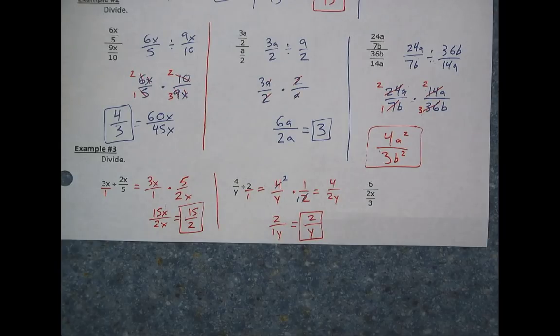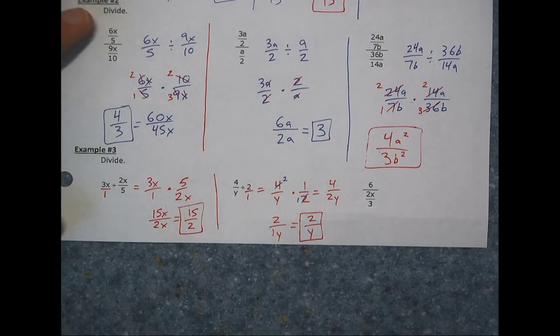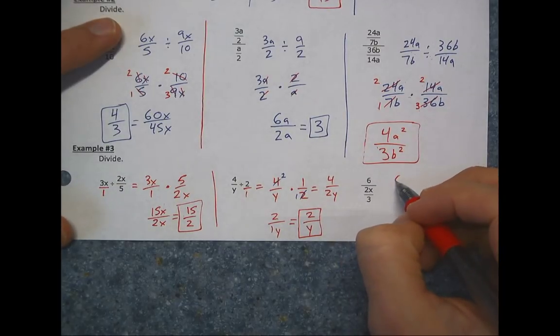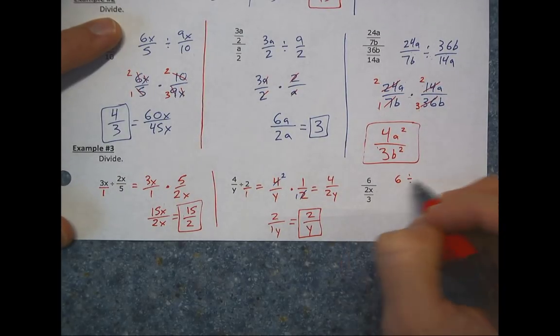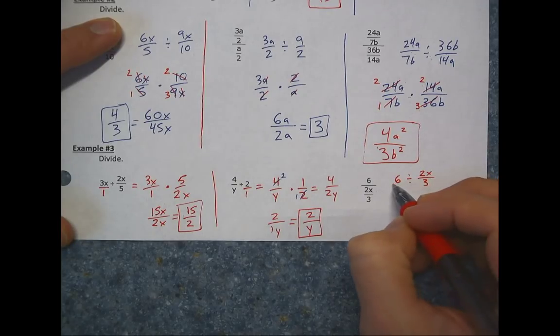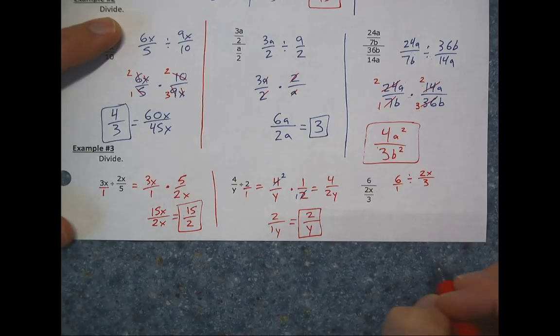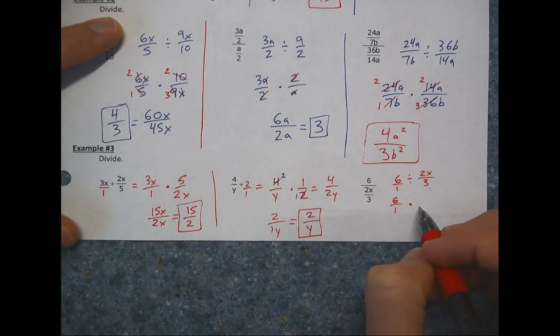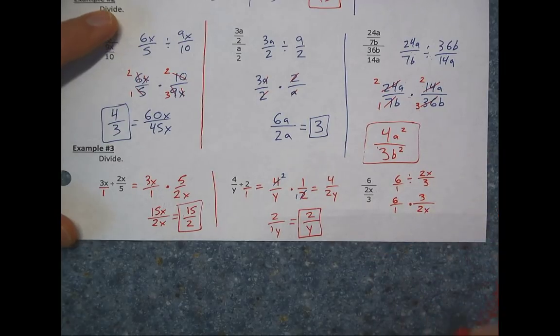All right, last one now. This can look a little tricky because we've got a complex fraction. So it's the top divided by the bottom. And we said the whole number, you can put it over 1. So when I go to rewrite this now for multiplication, it's 6 over 1 times 3 over 2x.